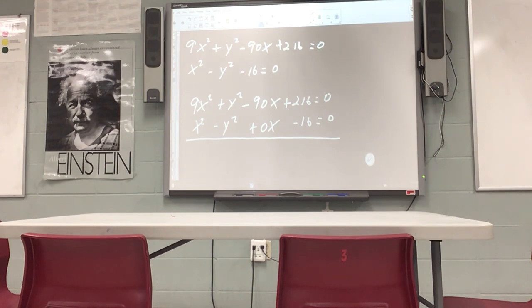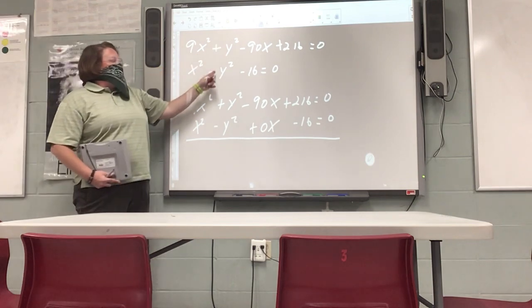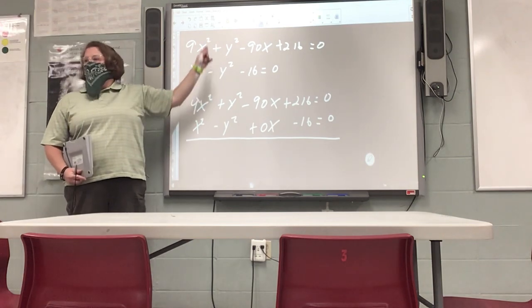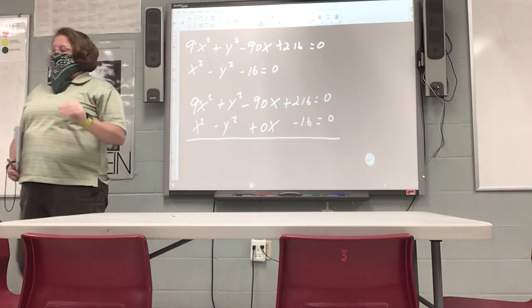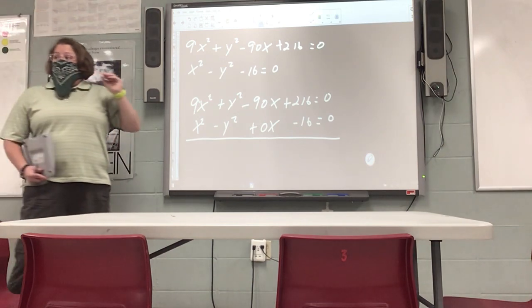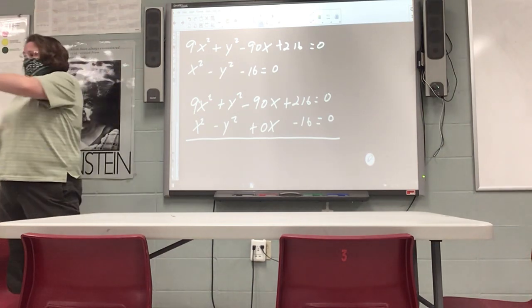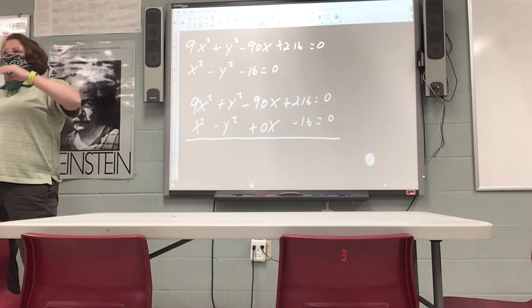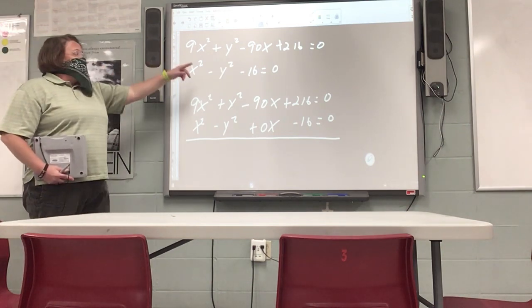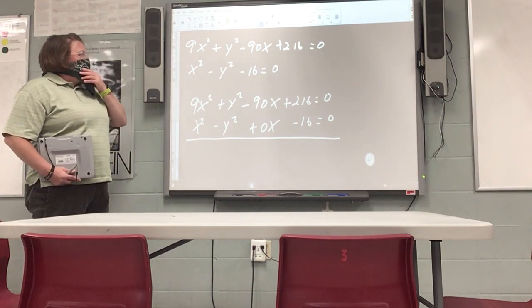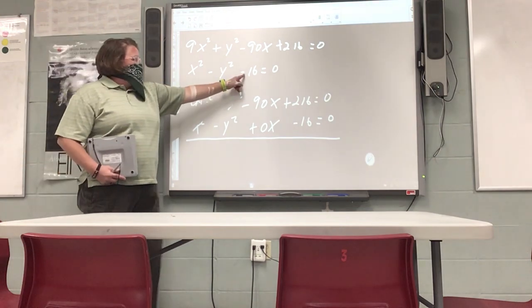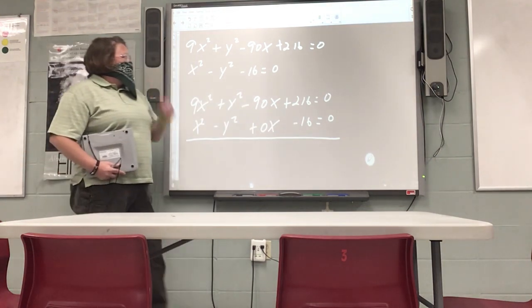And what you're looking for, because this one was already ready for elimination because both of the y's had the same coefficient, 1, 1. So you can eliminate when it's the same. We did them before where we had to multiply something to get them the same. Do you remember that? That was a long time ago. Wait, why'd you put -16 on the bottom? I just brought this down.